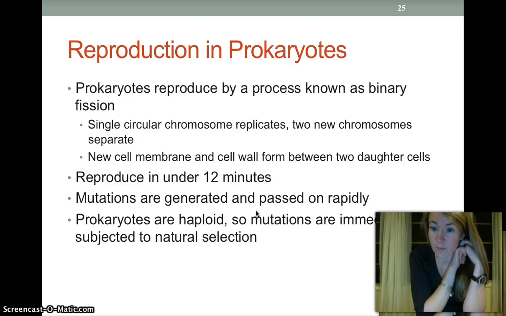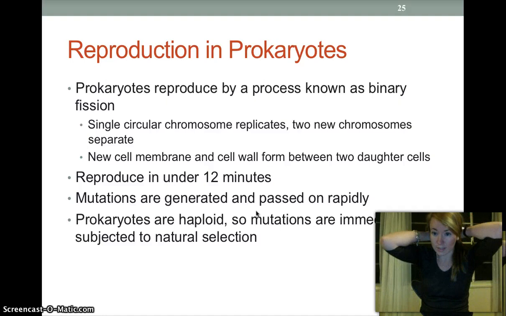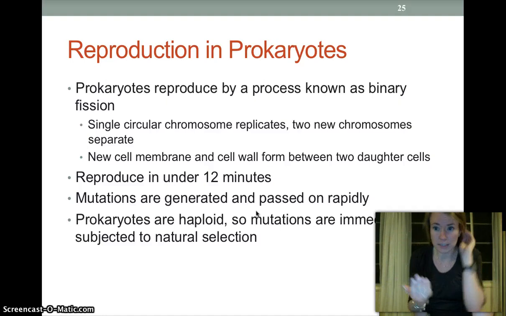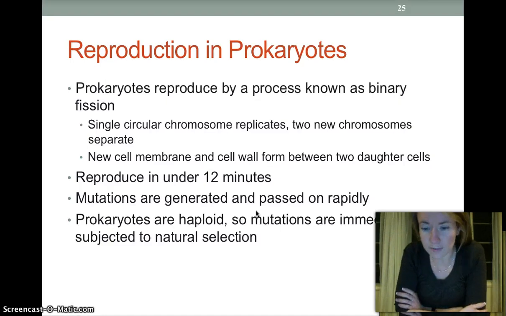That's pretty crazy. 12 minutes per division allows for very, very rapid reproduction, very rapid infection if the bacteria is leading to an infection. And because of this, mutations are generated and passed on very, very rapidly. Think about it. A generation time for a human is what? 25, 30, 40, 50 years sometimes. This is 12 minutes of generation time.